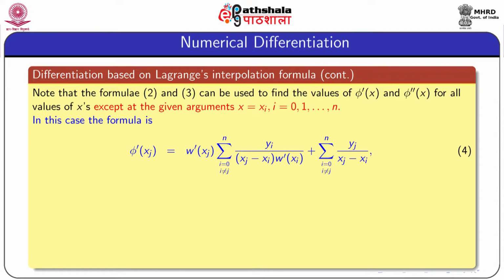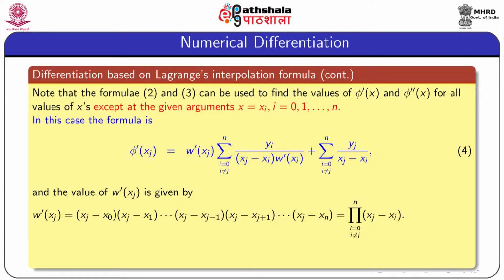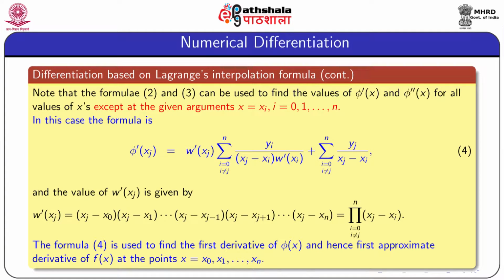So, equation 4 gives the first derivative of phi at the given arguments xj, where j equal to 0 to n, and w prime(xj) is given by the expression (xj minus x0) into (xj minus x1) up to (xj minus xj minus 1) into (xj minus xj plus 1) up to (xj minus xn), which can be written as the product over i equal to 0 to n, i and j different, of (xj minus xi). Thus, formula 4 is used to find the first derivative of phi, or the approximate derivative of f(x), at the points x0, x1 up to xn, and formula 2 is used to find it at any arbitrary point x other than these arguments.